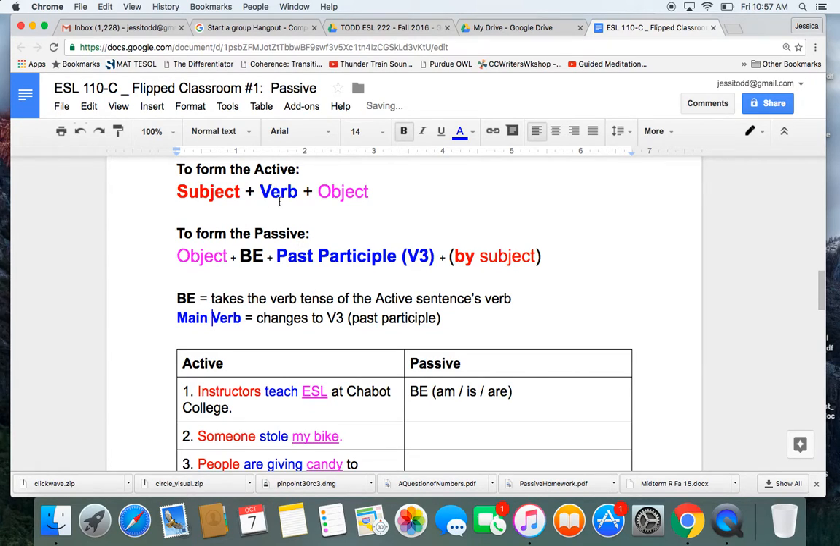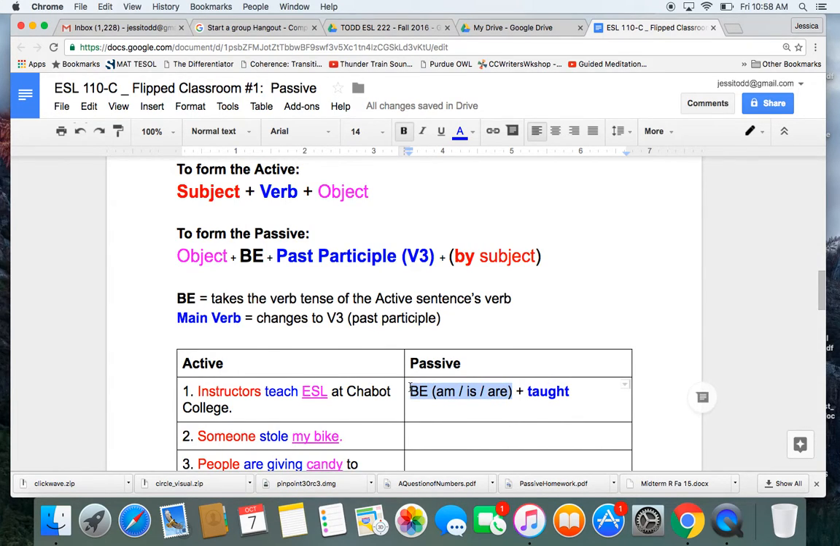Then we're going to look one more time at the main verb, and that main verb is going to become the past participle form. So we have down here, main verb always changes to V3 or past participle. Okay? So again, looking at our active sentence, we have the main verb teach. Now we need the past participle of this main verb teach, right? So I know teach, taught, verb 3 is also taught, okay? So that's going to be our past participle form of the main verb in blue here, okay?